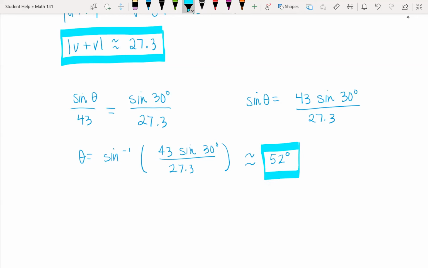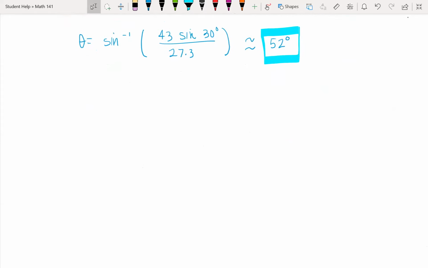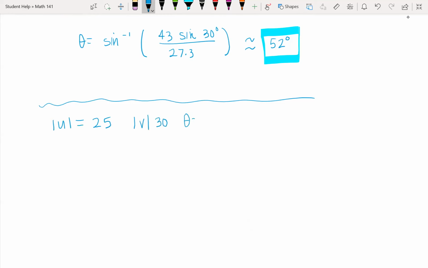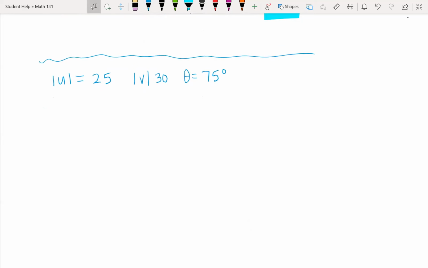Okay, let's do another example that's similar to that. Let's take one vector to be magnitude of 25. Again, that's the length of the vector. And another vector to be length 30. And let's say that the angle between the two vectors is 75 degrees. Okay, so we'll start by drawing a picture that represents what we have here.